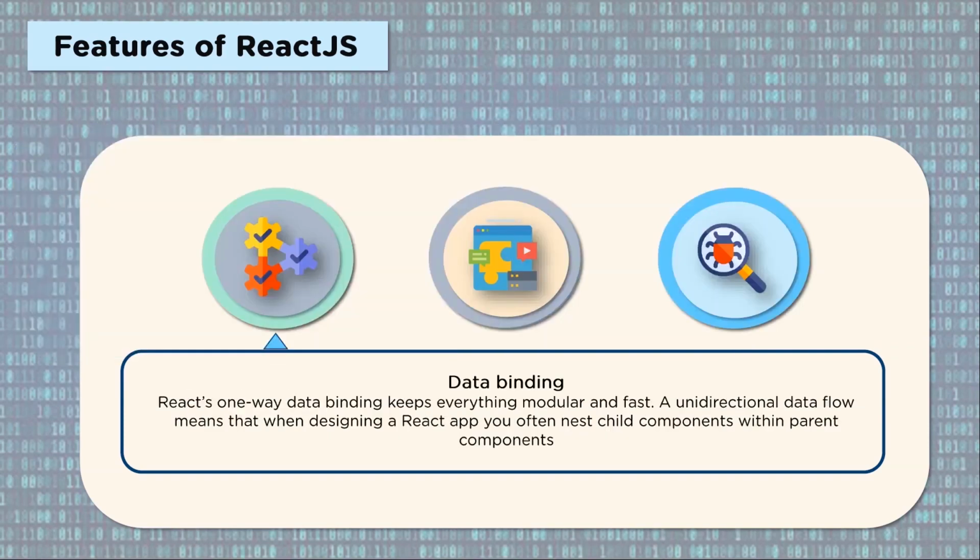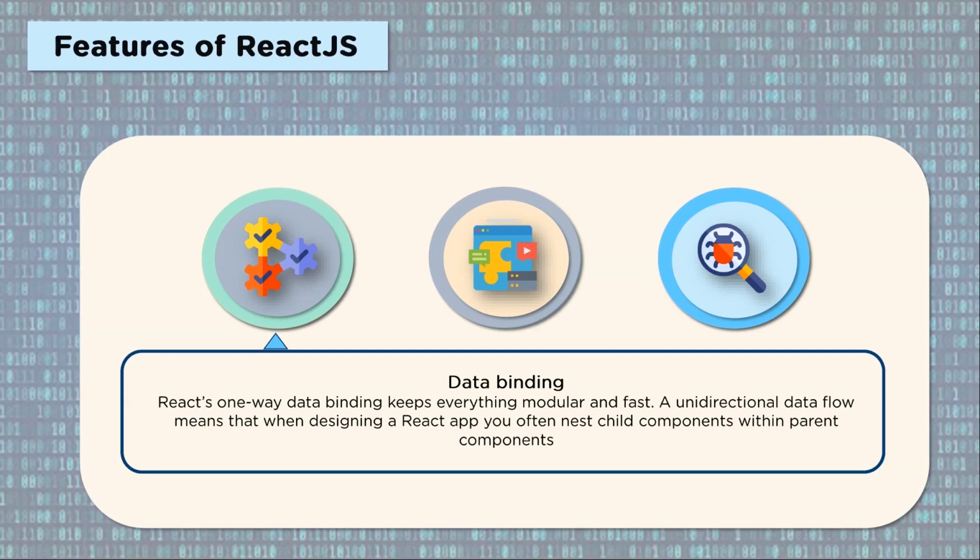This makes data binding a very crucial feature of ReactJS, and React's one-way data binding keeps everything modular and fast. So once you have your data set up in the model, you obviously would want to take that data and represent it inside the view. So this unidirectional data flow in React would mean that when designing a React app, you would often nest child components within parent components to ensure you have a healthy and an intelligent data sharing strategy.